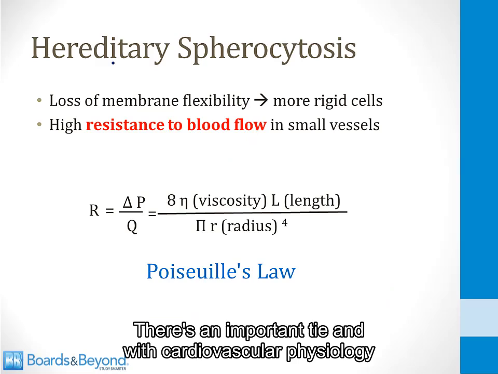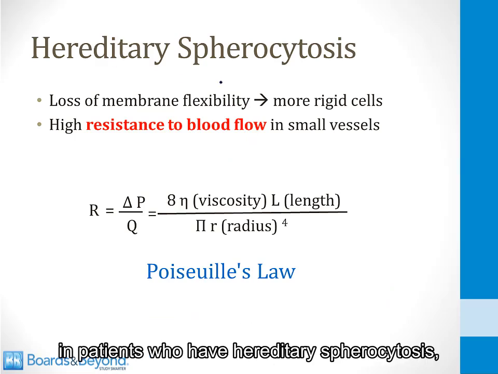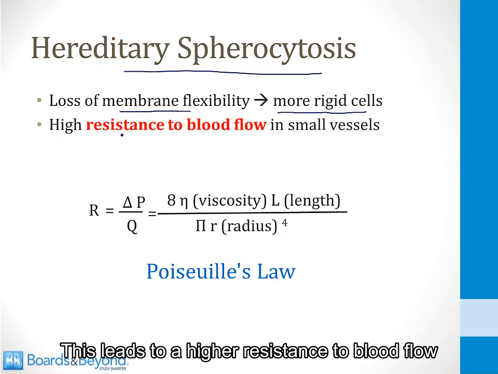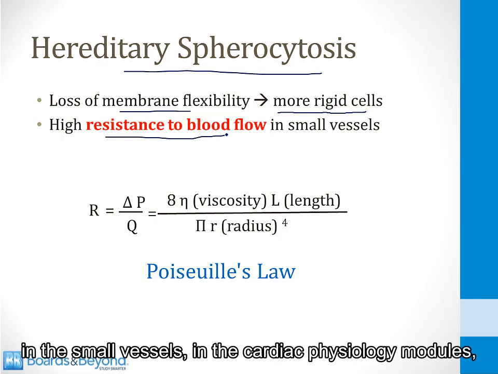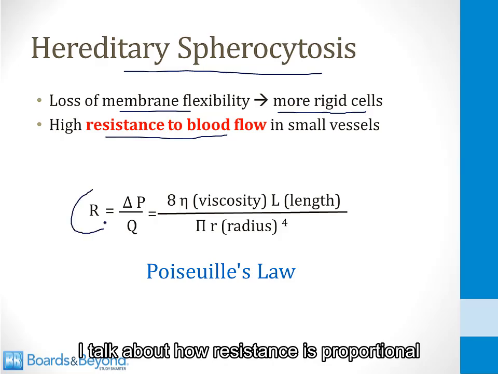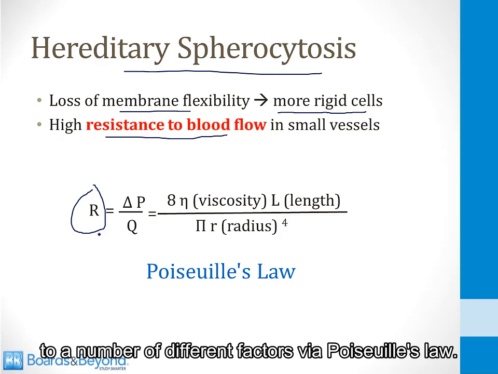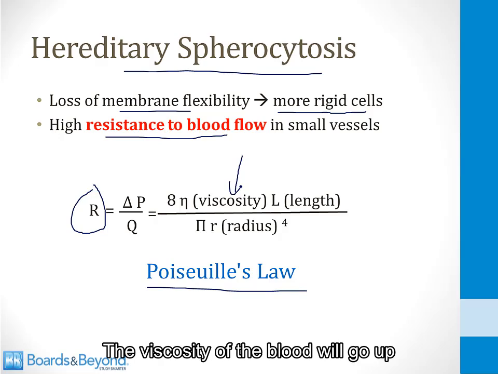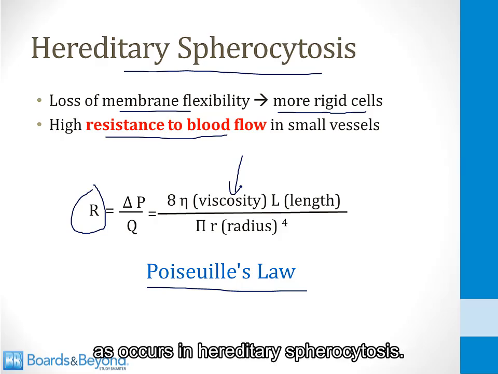There's an important tie-in with cardiovascular physiology in patients who have hereditary spherocytosis. The loss of membrane flexibility leads to more rigid cells. This leads to a higher resistance to blood flow in the small vessels. In the cardiac physiology modules, I talk about how resistance is proportional to a number of different factors via Poiseuille's law. One of those factors is the viscosity of the blood. The viscosity of the blood will go up when you have rigid blood cells present, as occurs in hereditary spherocytosis.